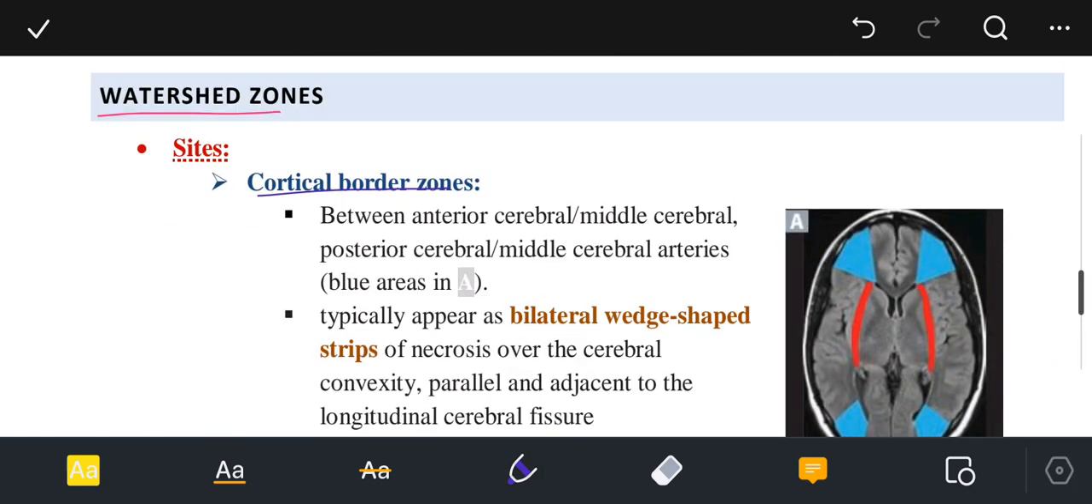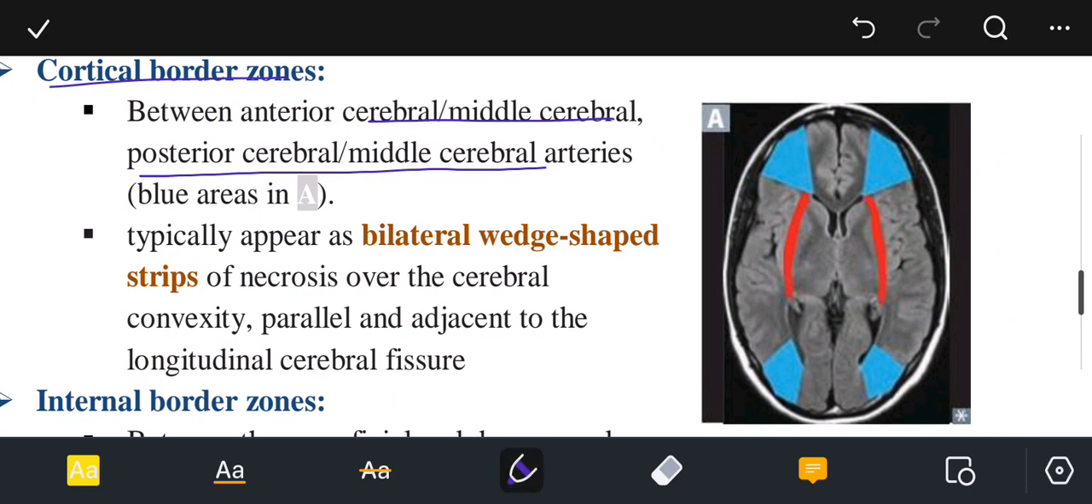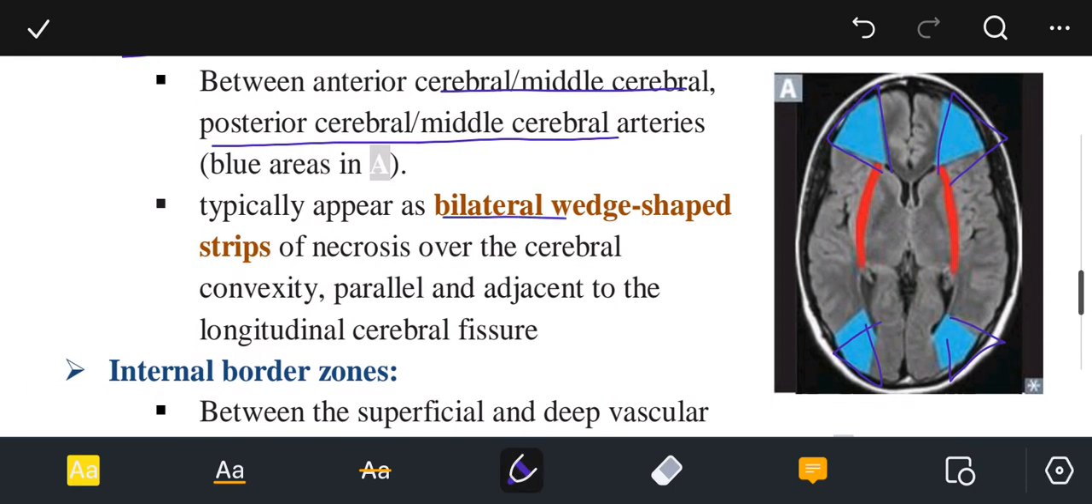So between the anterior cerebral artery and middle cerebral artery, and posterior cerebral and middle cerebral artery, blue area. These areas can be seen as these wedge shaped areas in this picture. These areas will be affected first whenever there is some kind of ischemia or hypovolemia and stuff like that. Typically appears as bilateral wedge shaped strips of necrosis over the cerebral convexity, parallel and adjacent to the longitudinal cerebral fissures.